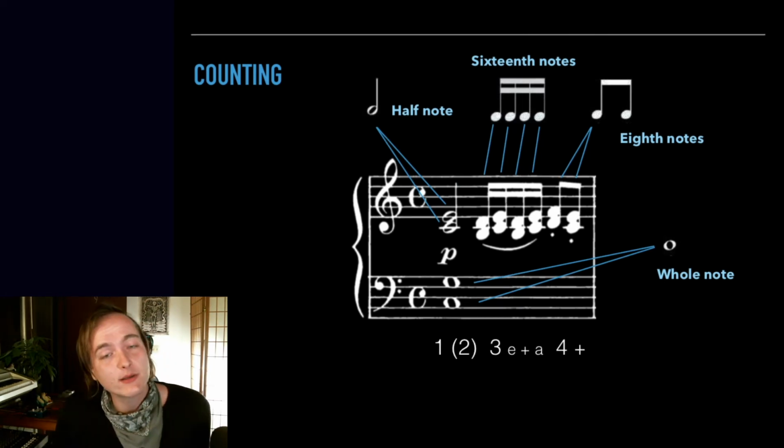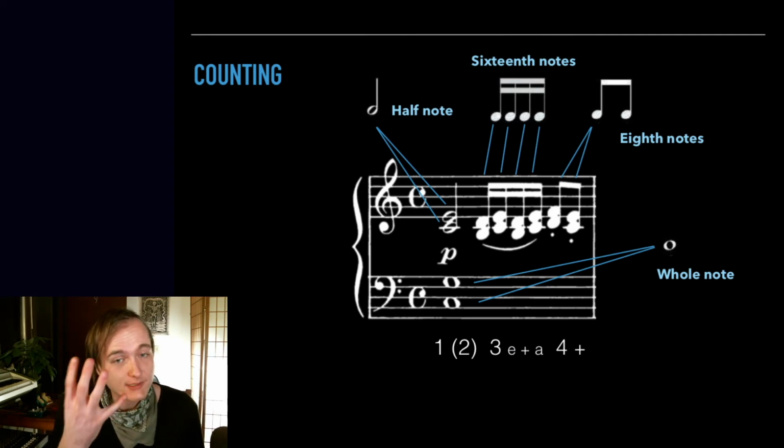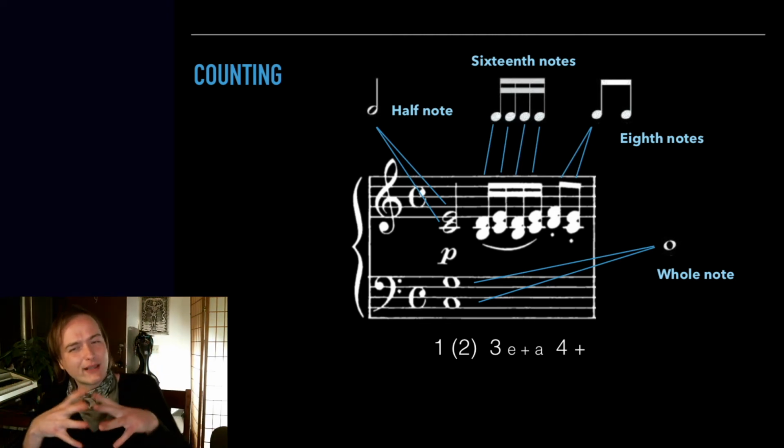So this measure, if we apply counts to it, would look something like this. 1, beat 2 in parentheses because it's not sounding. 3 E and a because all 4 16th notes sound there. 3 E and a, 4 and. And then we have a way of actually counting this measure.